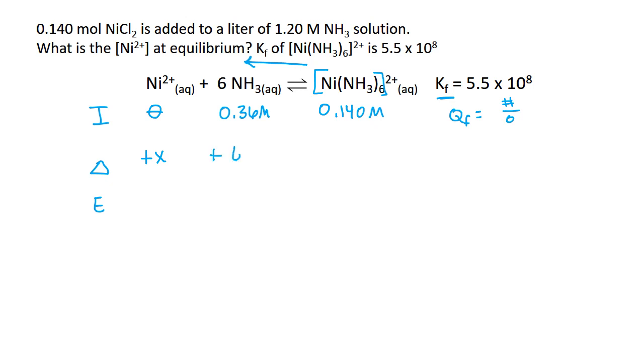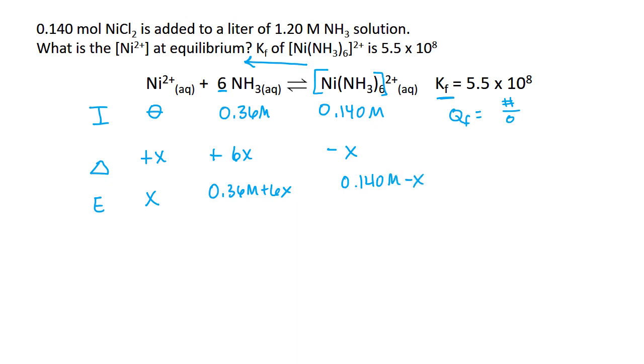Now, shifting to the reactant side, that means I have to add a reactant here. I have to add 6x because of that 6 right here. And on this side, I'm subtracting x. So remember, this arrow is your divider line. So everything on one side of the arrow has to be one sign. Everything on the other side of the arrow has to be the other sign. So now at equilibrium, I add these lines up. So we have 0 plus x, 0.36 molar plus 6x, and 0.140 molar minus x.